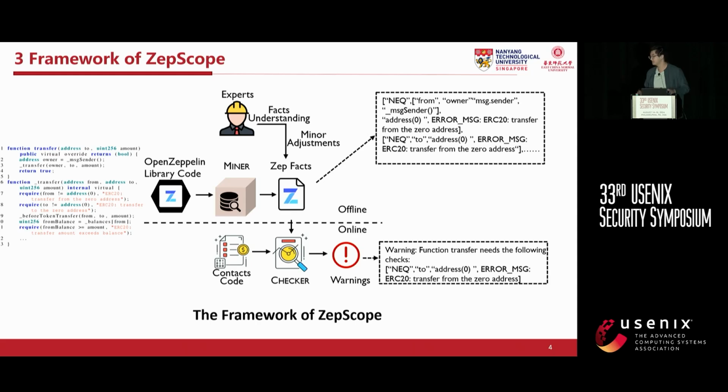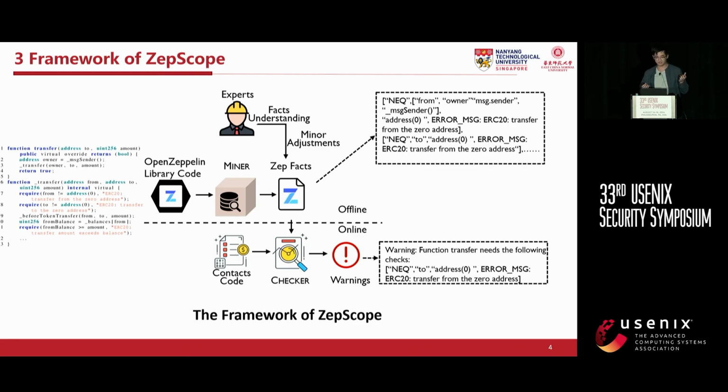And here is our solution called ZapScope. ZapScope is very simple. It only contains two parts. The first part is to find all the secure implementations and mine all the specifications from them. We find the secure implementations from OpenZeppelin. OpenZeppelin is a community that provides secure templates for developing things like tokens or digital currencies based on smart contracts, and they are secure enough for others to use.